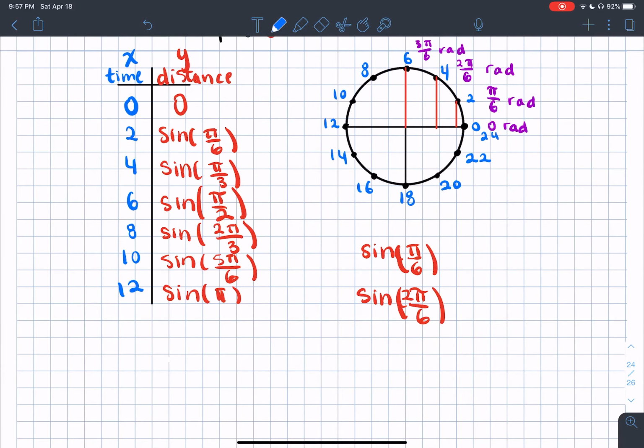Go ahead and finish your table in here up to 24 seconds and do the same on Desmos. So remember, each time we go up 2 seconds on our time, our angle goes up by pi over 6, and we're just taking sine of our angle each time. Go ahead and pause the video to finish your table now.